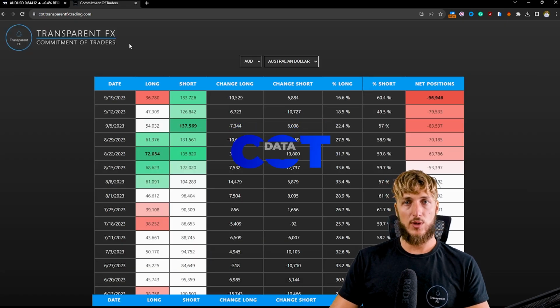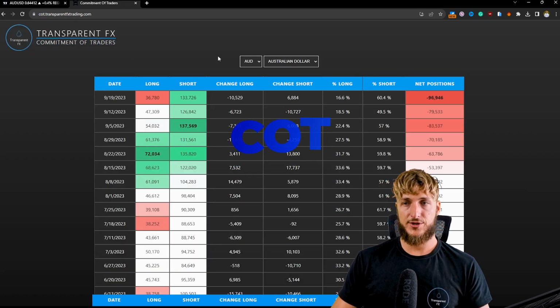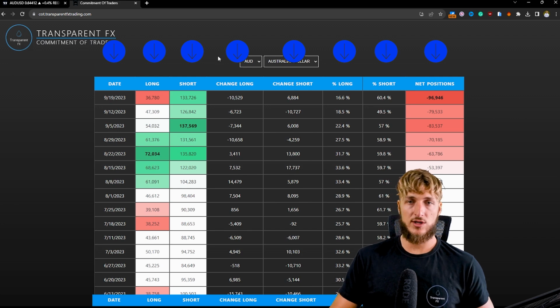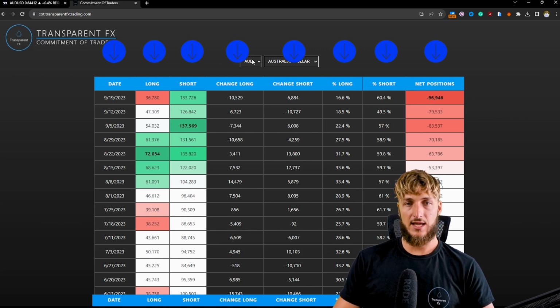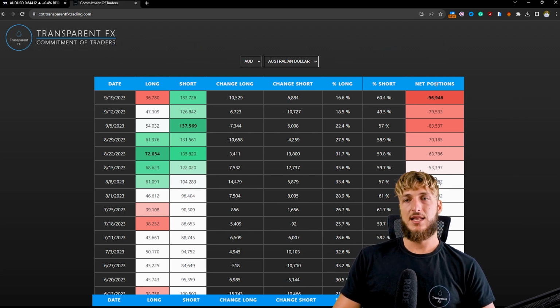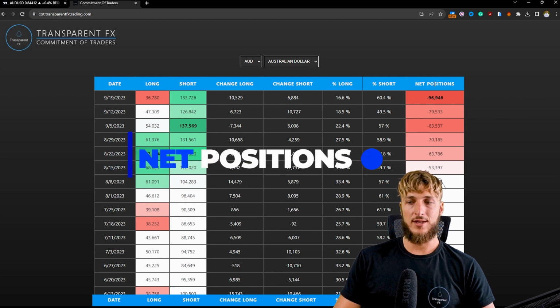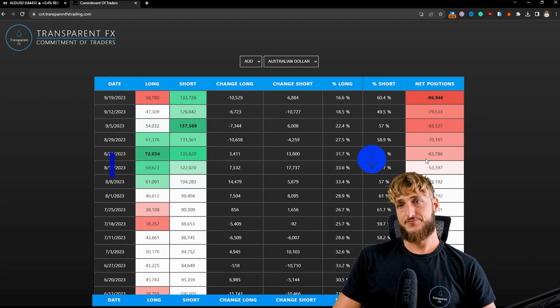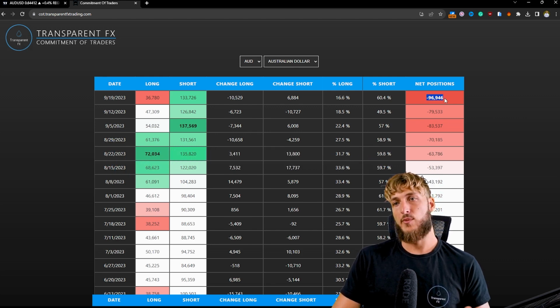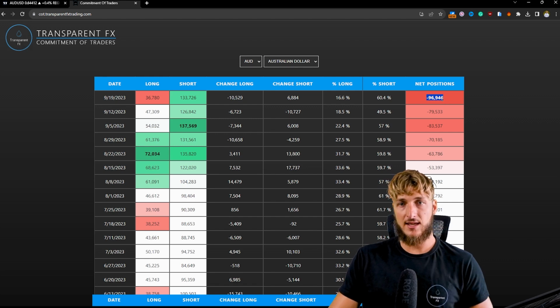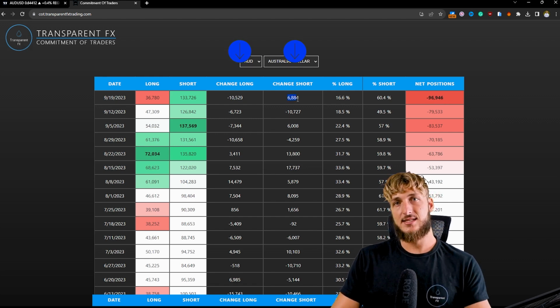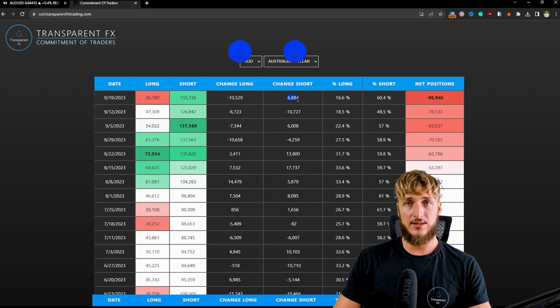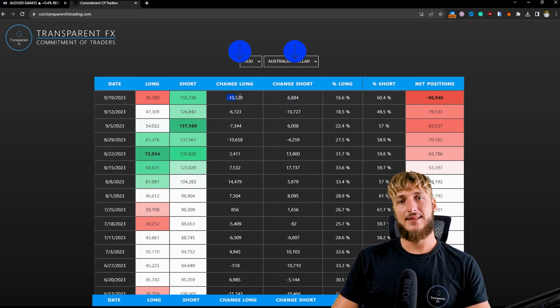Now, if we go and see what we have when it comes to the commitment of traders, so what institutions are doing in the market, and we check the data precisely at the AUD, we can see how with the last reports, net positions have been decreased. We went from having minus 43k net positions all the way down to having now minus 96.9k net positions, with 6,800 shorts added with the last report and 10,500 longs getting closed.